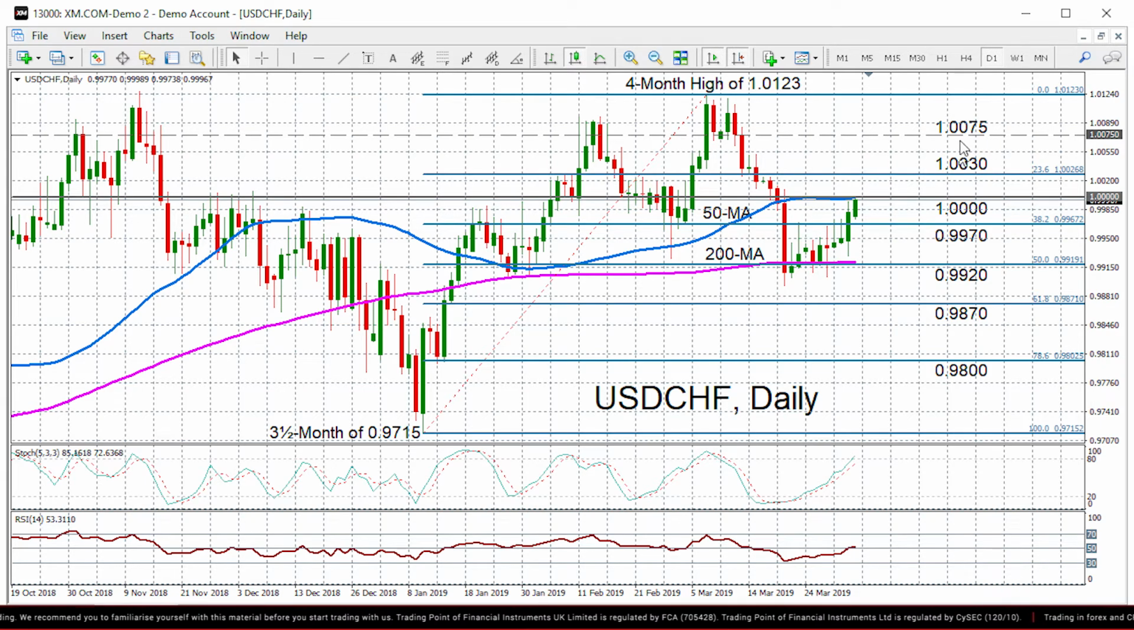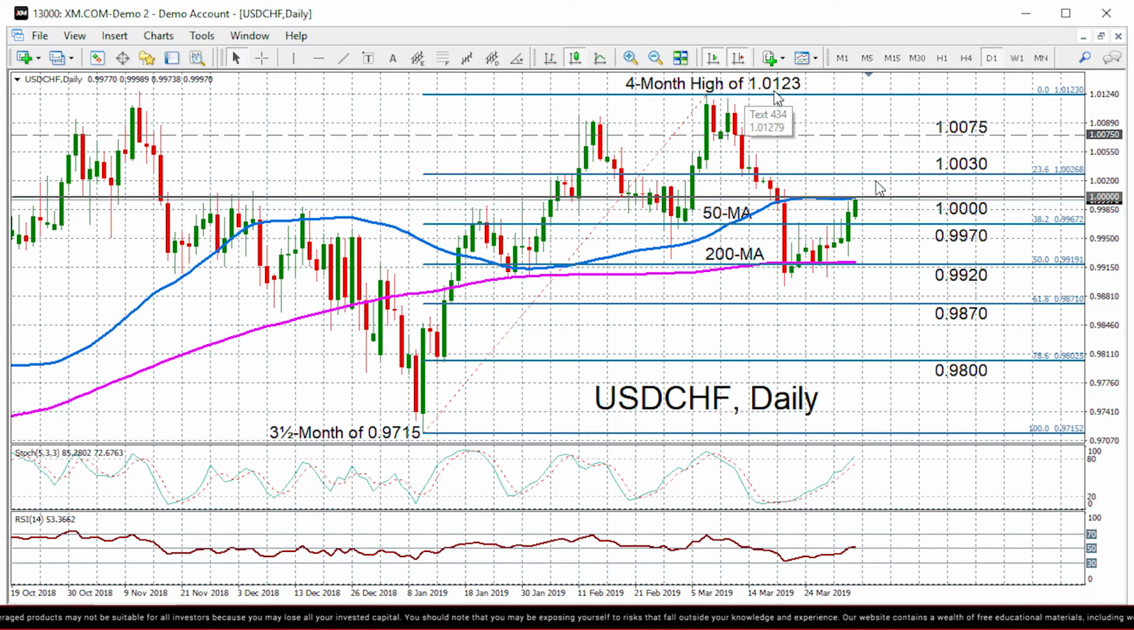That's been a congested level in the past. That could be another hurdle on the upside before prices reach that 4 months high of 1.0123. That was the March top, and breaking above that March top would help shift the medium-term picture, which is neutral to bullish, to a more convincing bullish one.